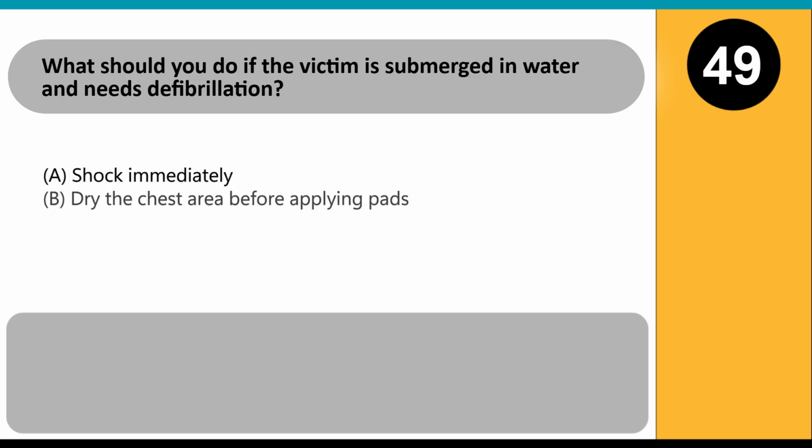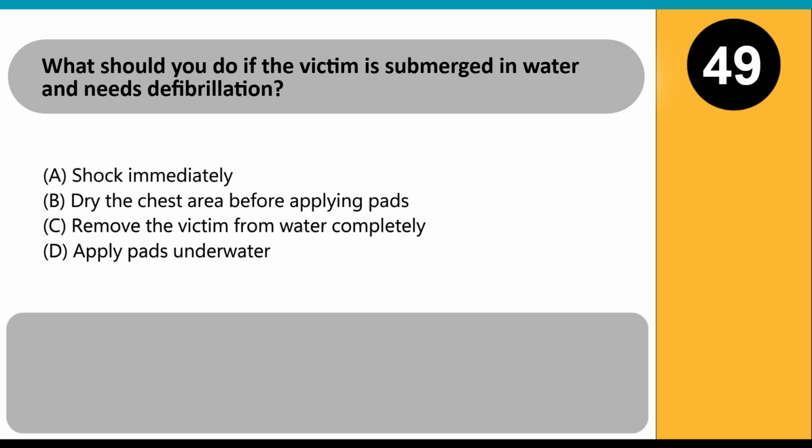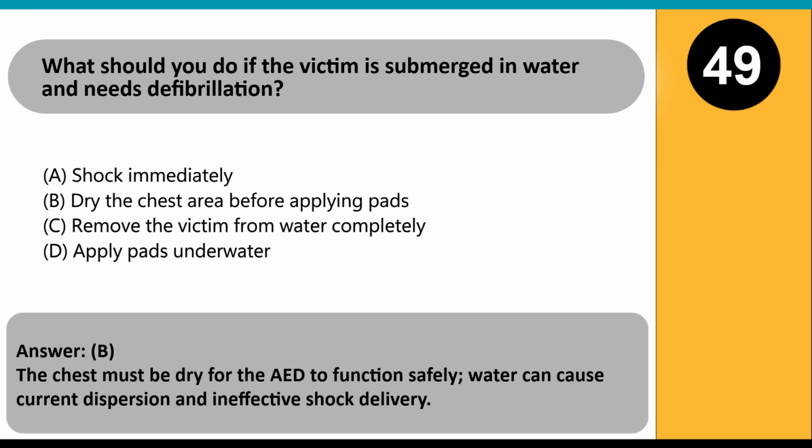What should you do if the victim is submerged in water and needs defibrillation? A. Shock immediately. B. Dry the chest area before applying pads. C. Remove the victim from water completely. D. Apply pads underwater. Answer: B. The chest must be dry for the AED to function safely. Water can cause current dispersion and ineffective shock delivery.